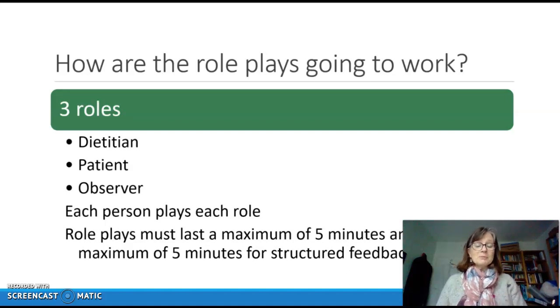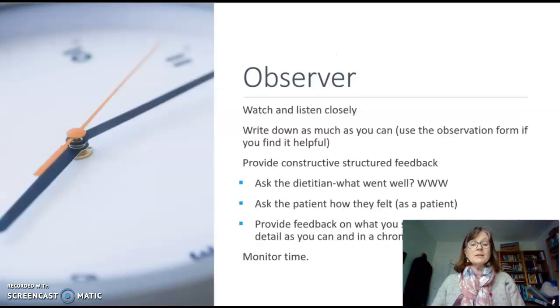I'm going to spend a little bit more time looking at the observer role because that's probably the most challenging. So what are you going to do as an observer? You're going to really watch and listen closely. This is the most active role. Some people think it's time to switch off because you're not actually role playing, but this is the most active role of them all. Write down as much as you can.